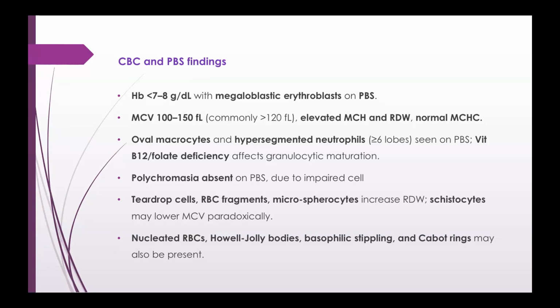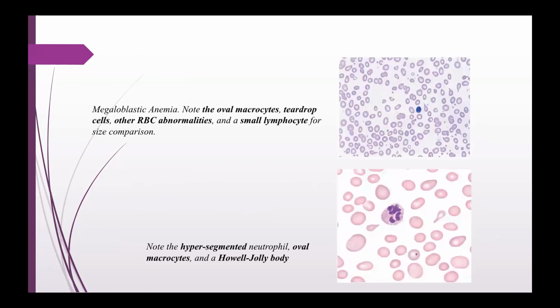So nucleated RBC, Howell-Jolly bodies, basophilic stippling, and Cabot rings may also be present on the peripheral blood smear. Maybe I'll show you all these stipplings or inclusion bodies, the Howell-Jolly bodies, which is of course the remnant of the nucleus, basophilic stippling, which is of course the remnant of RNA and the ribosomes. We'll see them, especially like this one. This one is known as a Howell-Jolly body. This is a small dot which indicates a small fragment of the nucleus when it's being ejected.